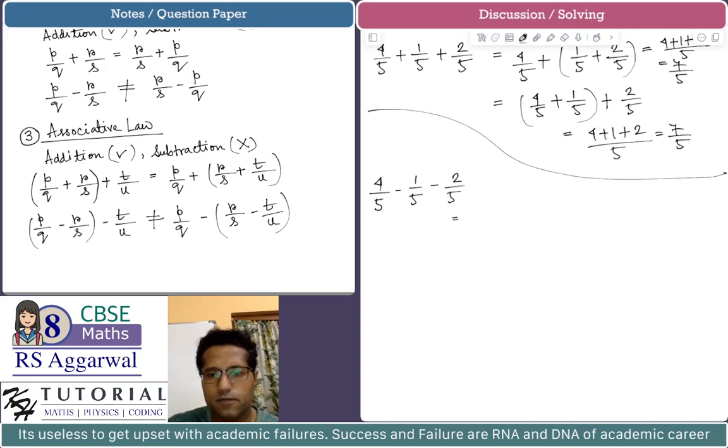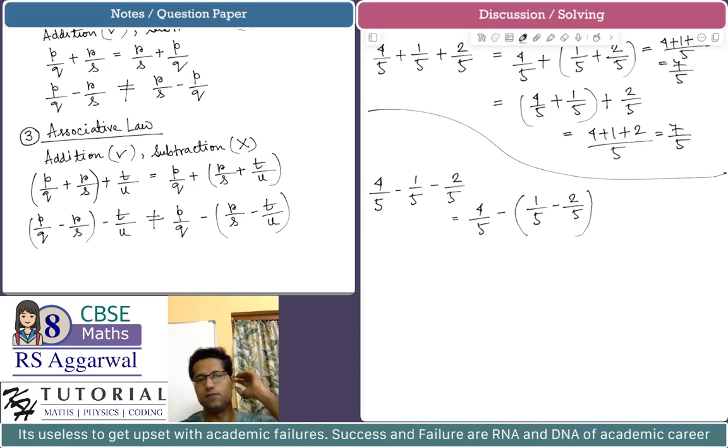Let's first do the subtraction of 1 by 5 and 2 by 5. Using the associative law, we first do the subtraction of 1 by 5 and 2 by 5, that is 1 by 5 minus 2 by 5, and this result we will subtract from 4 by 5.